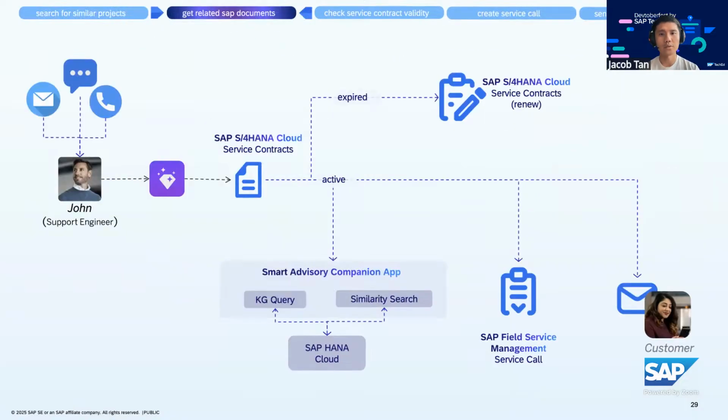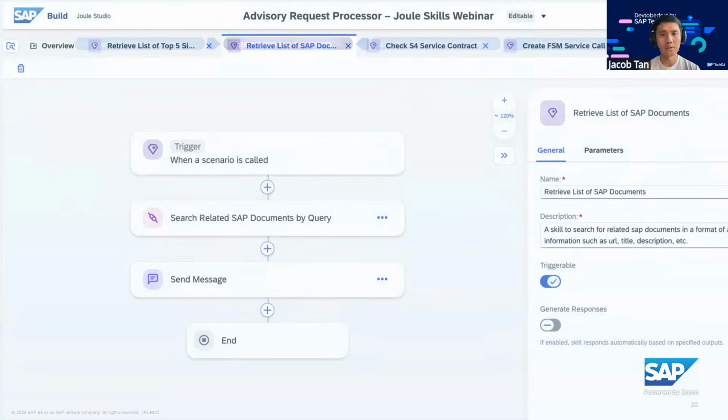Right, so for the second scenario, we will explore how John could utilize Joule to get related documents from SAP Help based on the search term. So here's a glimpse of the entire flow in the editor of Joule Skills. The only difference is that there's an additional activity of sending a message, and generate response by Joule is actually disabled, as we would like to customize the specific output message that we want to return back to the user.